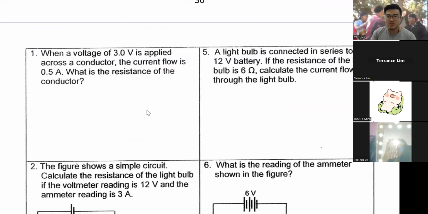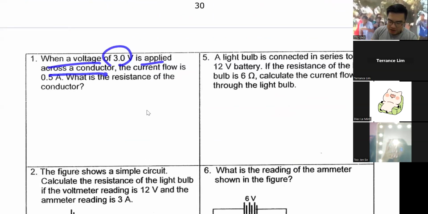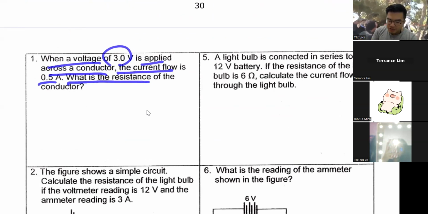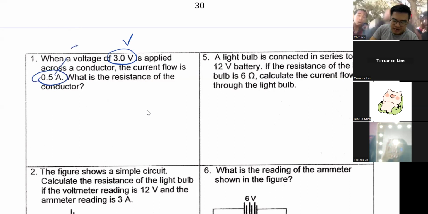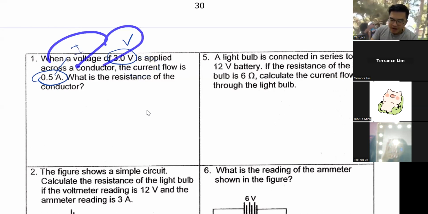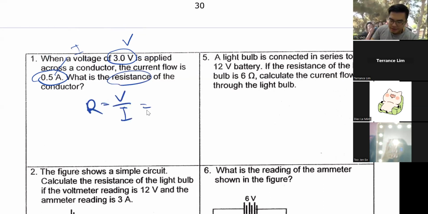Yes, okay, so I'm just going to speed this through. When a voltage of 3 is applied across a conductor, the current flow is 0.5. What is the resistance? Just follow your formula. This is your voltage, V. I like to label my numbers so that I don't get confused. Current flow is 0.5A, this is I, because current is I. So we have V, we have I. What is the resistance? R equals V over I. V is 3, I is 0.5. 3 divided by 0.5, we get 6 ohm.